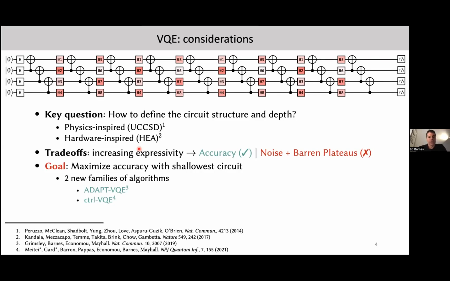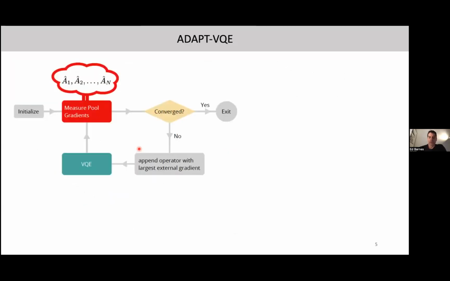And in our group at Virginia Tech, we've come up with two different types of algorithms to address this problem. And they have some connections between them, so I'll say a little bit about both. The first one that we came up with is called ADAPT-VQE, and the second one is control VQE, which is the main focus of this talk. So first, let me say a few words about ADAPT, because some of the ideas here are going to be borrowed over into the control VQE algorithm that I'll talk about afterwards.